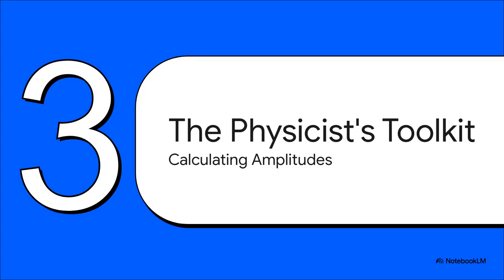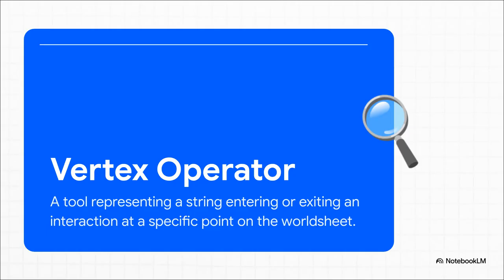Okay, so we've got our stage. Now, how do we actually write the script? How do we figure out the probability of a certain outcome? For that, we need a very special set of mathematical tools. Let's talk about the vertex operator.